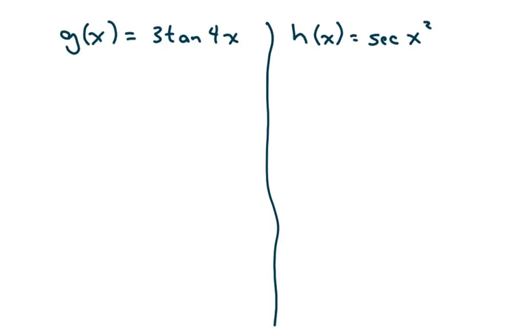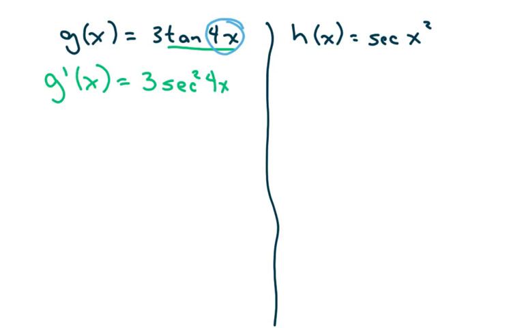Okay, the next two are a little harder. So what we're going to do is take the derivative of g of x. So the derivative of 3 tan of 4x is going to be 3 secant squared of 4x. So that's the derivative of that. Now the derivative of your inner function, 4x, is going to be times 4. Then you just multiply the 4 and the 3, and you get 12 secant squared of 4x.